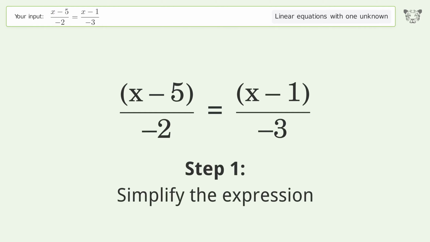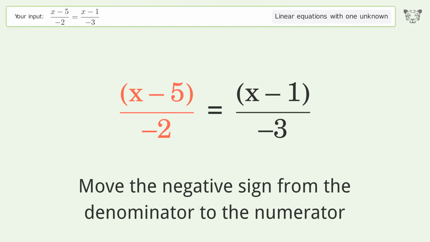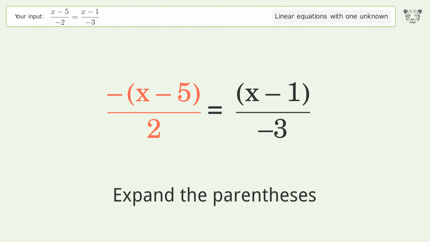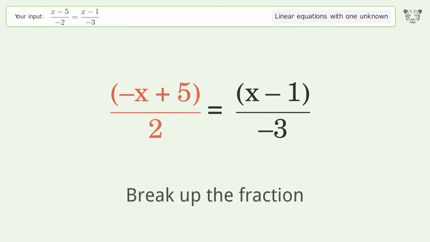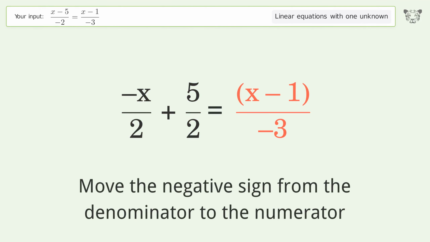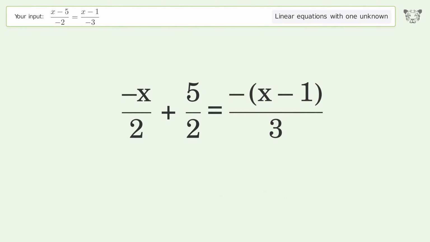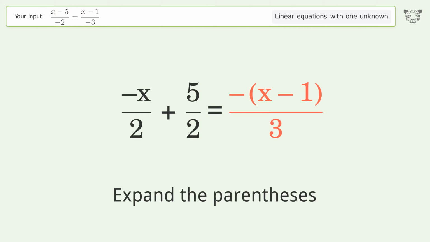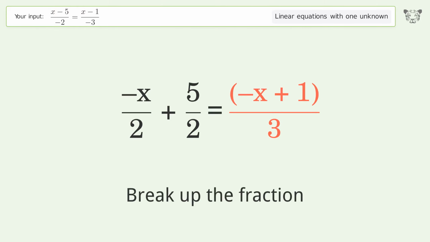Simplify the expression. Move the negative sign from the denominator to the numerator. Expand the parentheses. Break up the fraction. Move the negative sign from the denominator to the numerator. Expand the parentheses. Break up the fraction.